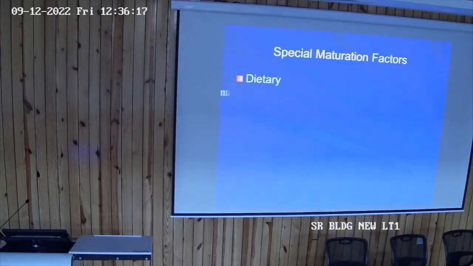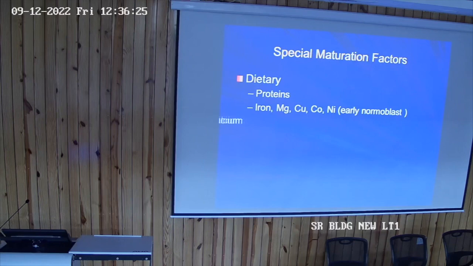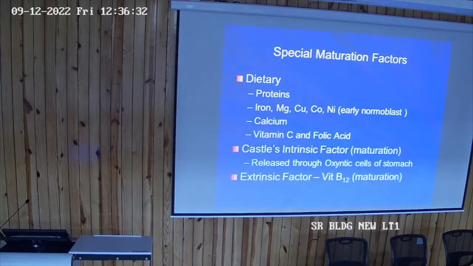Special maturation factors: dietary proteins, iron, magnesium, copper, okay, cobalt, nickel, these are required for early normoblasts. Okay. Vitamin C, folic acid, Castle's intrinsic factor for maturation, released from the oxyntic cell of stomach. Now another MCQ question, the place from where the factor is being released is the oxyntic cell of stomach. Extrinsic factor, vitamin B12.